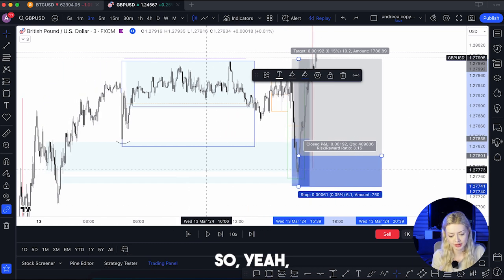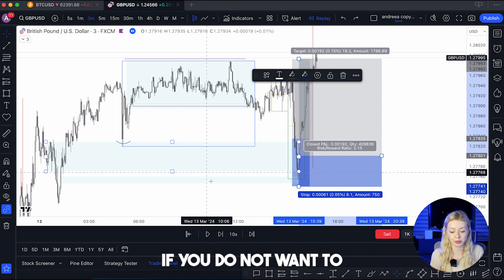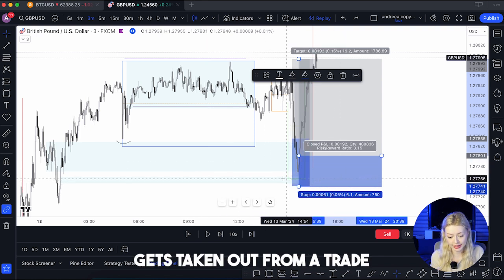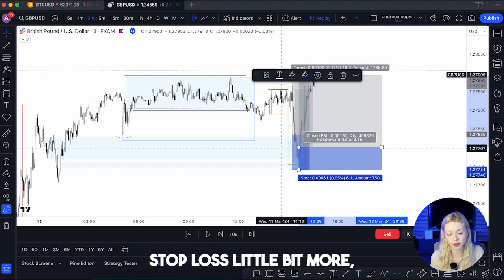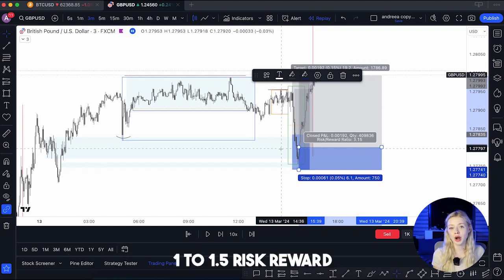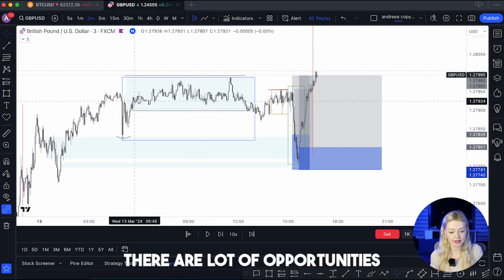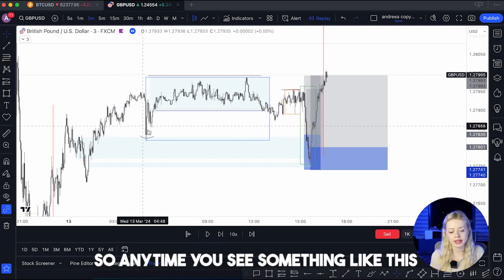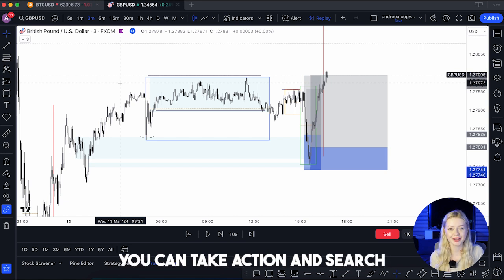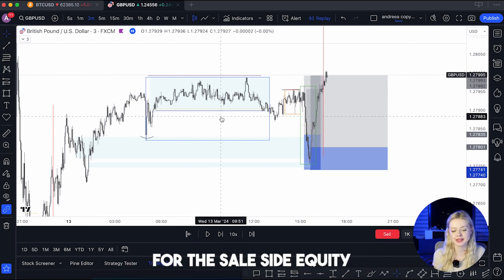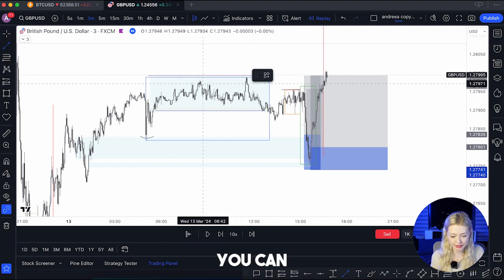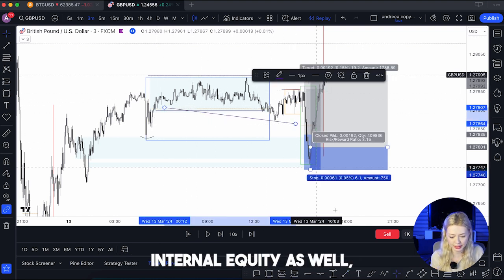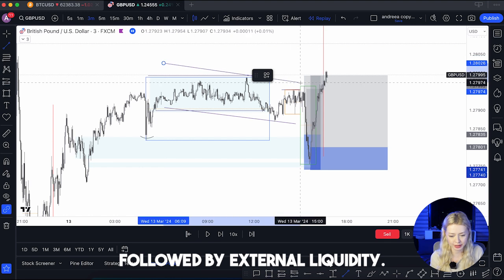So yeah, if you want to play it safe, if you do not want to get taken out from a trade like it happened to me right here, yeah, you can enlarge the stop loss a little bit more, especially if you are okay with a 1 to 1, 1 to 1.5 risk reward. You can find this setup every day. There are a lot of opportunities in the market, so anytime you see something like this on the charts, you can take action and search for the sell side liquidity being taken first, and after that for the buy side liquidity. You can consider this internal liquidity as well, followed by external liquidity.